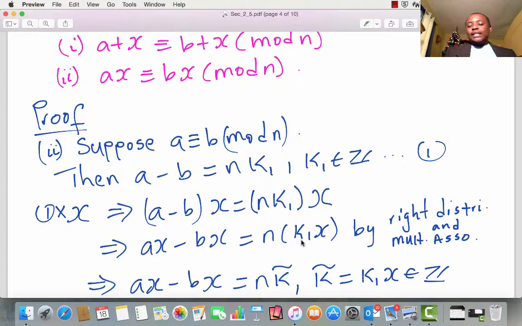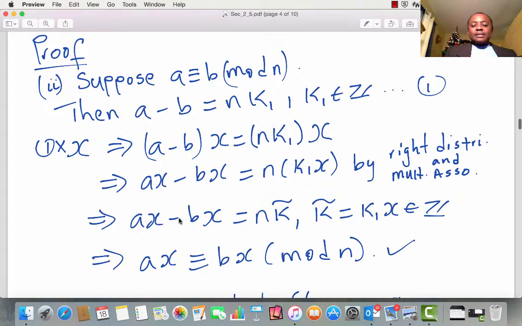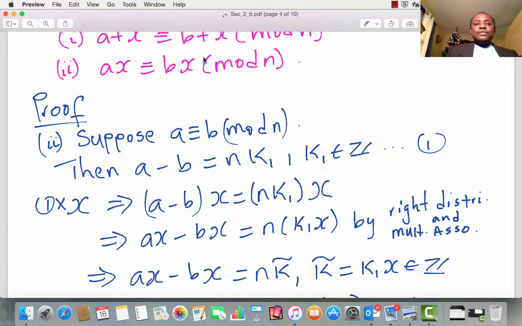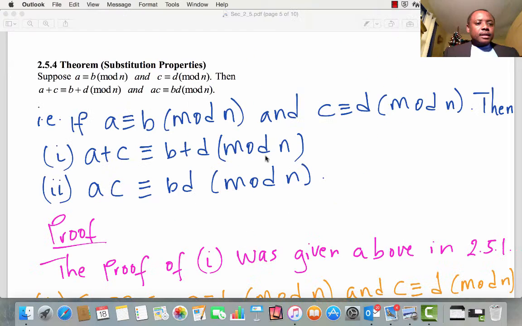The product of two integers is an integer. So that implies ax minus bx equals n times some integer k wiggle, where k wiggle is k1 times x. But by the definition of congruence, that simply means ax is congruent to bx mod n, and that proves the second congruence. We leave the proof of the first congruence as a simple exercise for serious students.